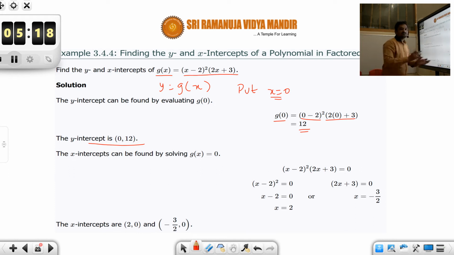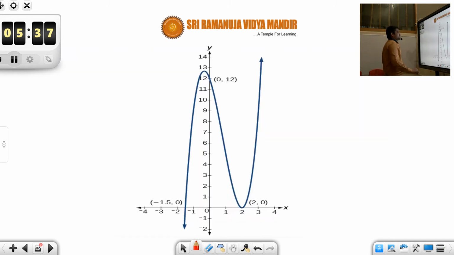X-intercept, how do you find them? Equate the polynomial to 0, factorize the polynomial, and then equate each factor to 0. So if you equate each factor to 0, you will be getting x is equal to 2 as the repetitive factor and x is equal to minus 3 by 2. So the x-intercepts are 2 and minus 3 by 2. So you can find the x-intercept and y-intercept.